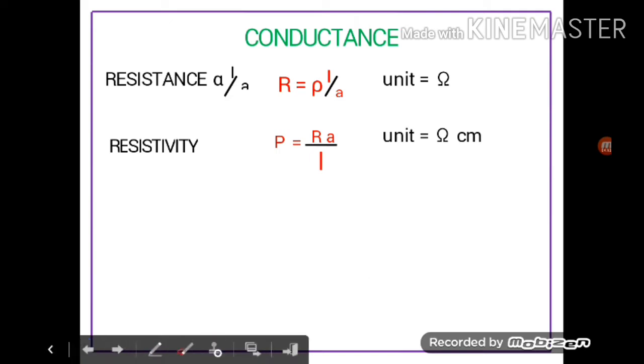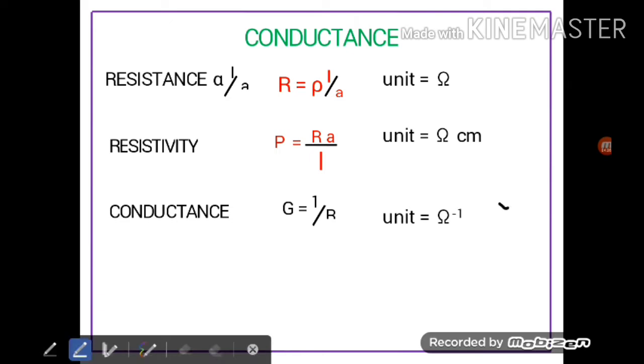Next is conductance. Conductance is the reciprocal of resistance. The more the resistance, the less the conductance. The less the conductance, the more the resistance. So these are inversely proportional. That's why G is equal to 1 by R. And since the unit of R is ohm, the unit of G is ohm inverse, or sometimes it is also written as Siemens, capital S.